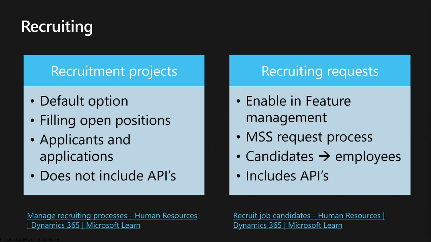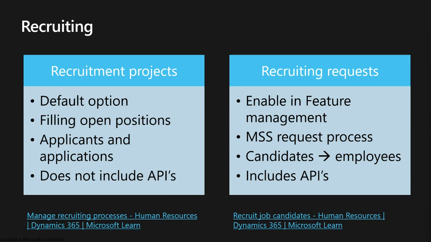And candidates go through a process and become employees. The recruiting request process does include APIs. So our applicant tracking system APIs, or ATS APIs, are available. We have included a link here to both of the docs articles or learn articles that explain the functionality, how to set up and use them.